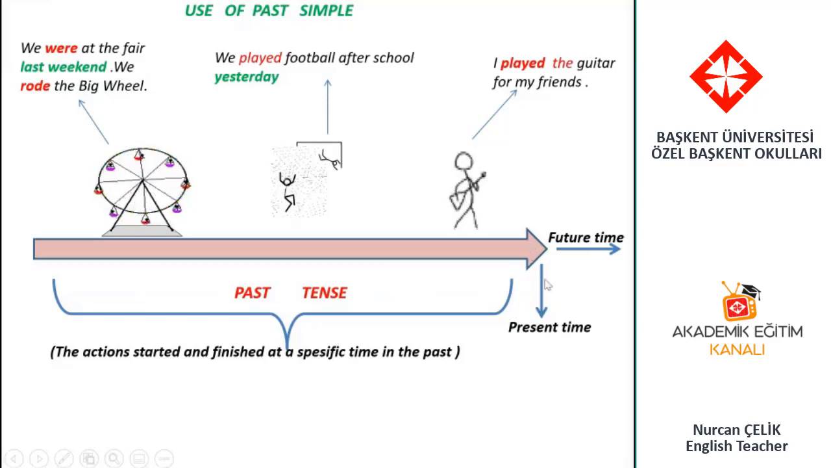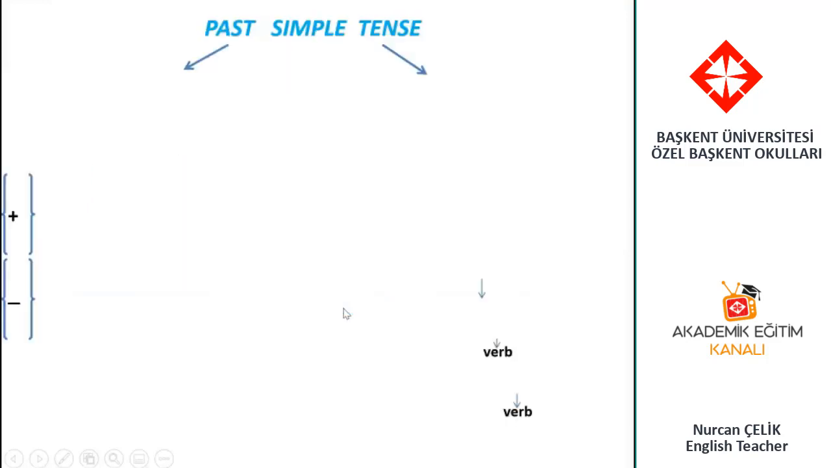And we are talking about the past events now. The actions started and finished at a specific time in the past tense. Let's see more about simple past tense. We talk about situations, existence, positions, etc. that were in the past. How?